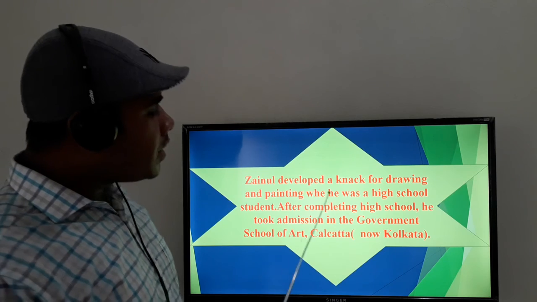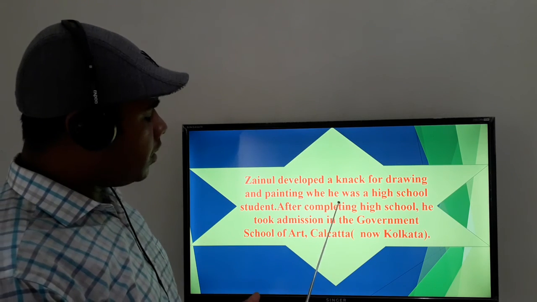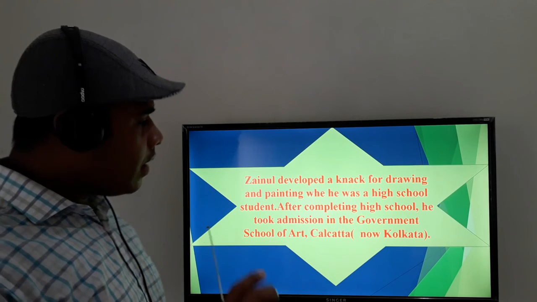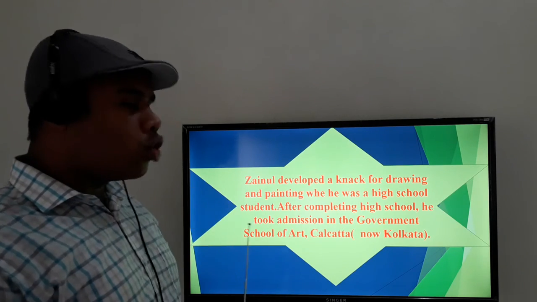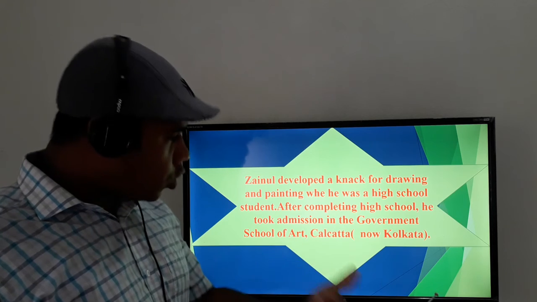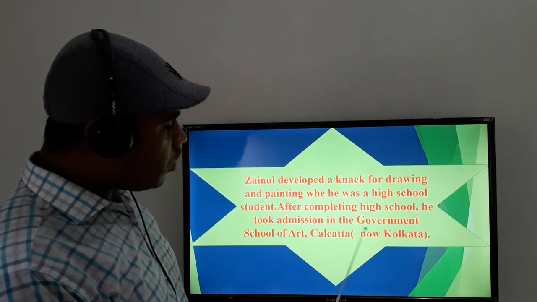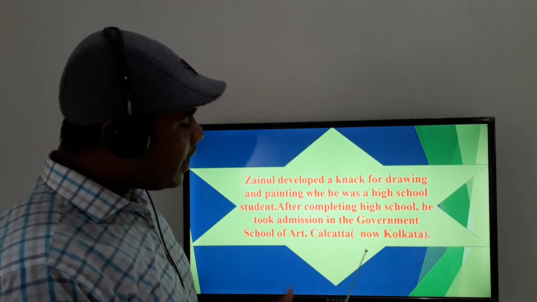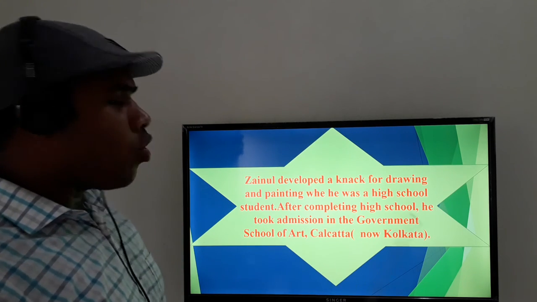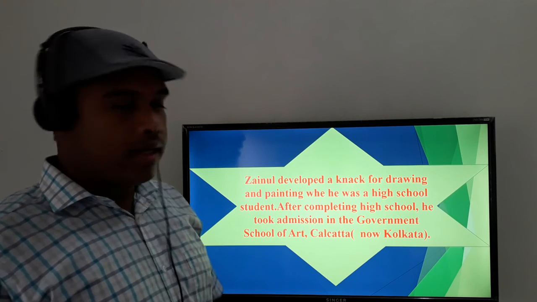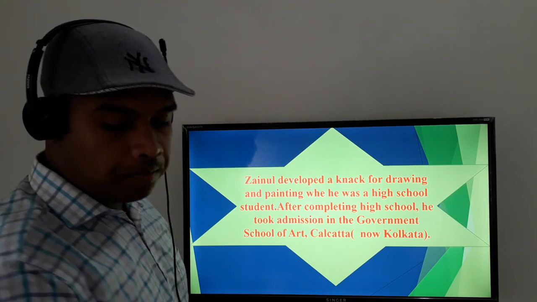Next, Joinul developed a knack for drawing and painting when he was a high school student. So he had a tendency for drawing whenever he was only a student in high school. And after completing high school, he took admission in the Government School of Art, Calcutta. After completing high school, he went to Calcutta and was admitted there to the Government School of Art.